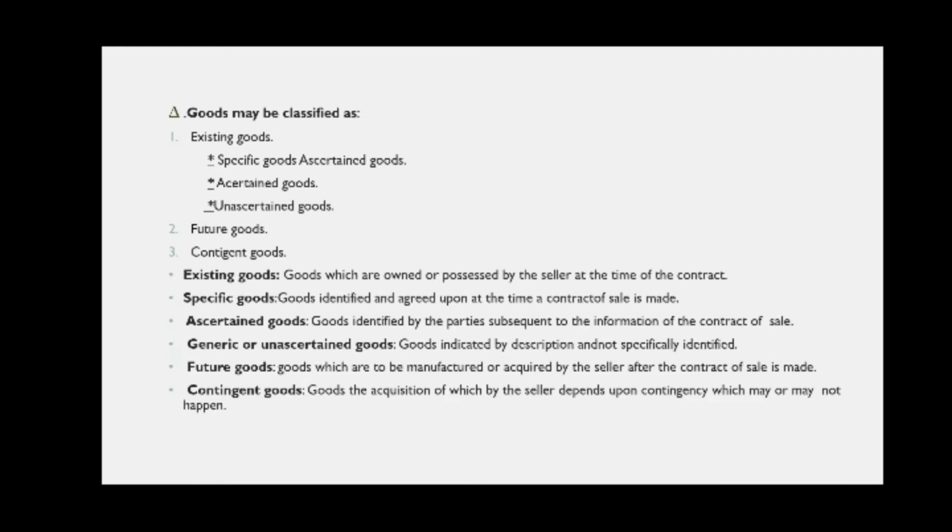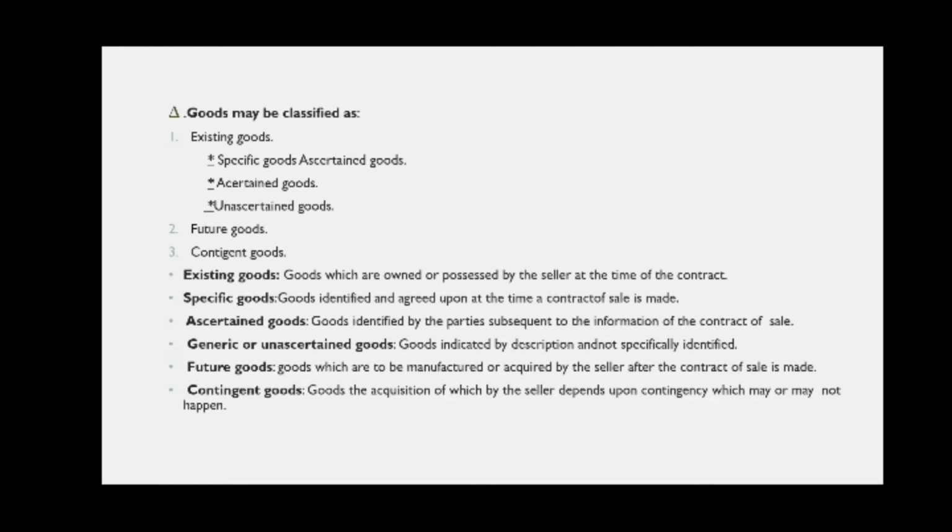Specific goods are goods identified and agreed upon at the time the contract of sale is made. Example, X owns a number of cows and promises to sell one of them to Y. The contract is for unspecified goods, but if the cow that is to be sold has been singled out, the contract is for specific goods.